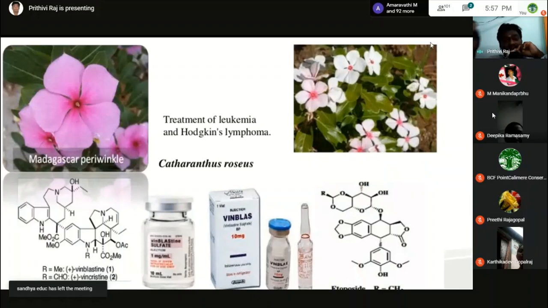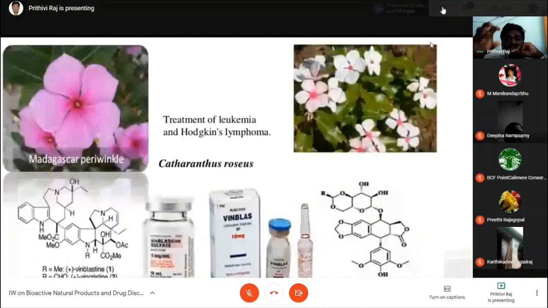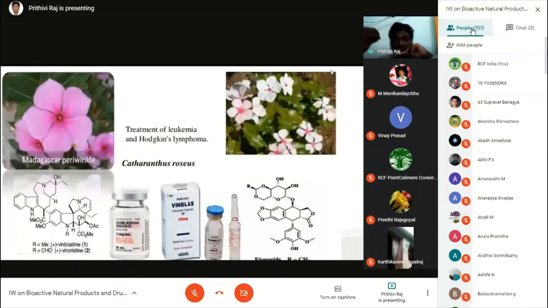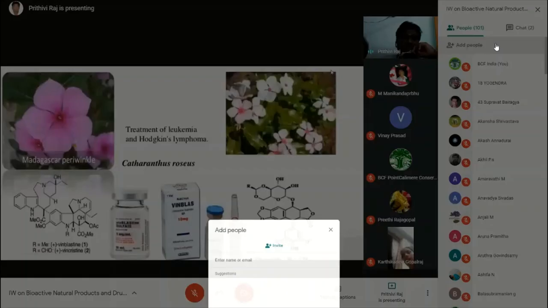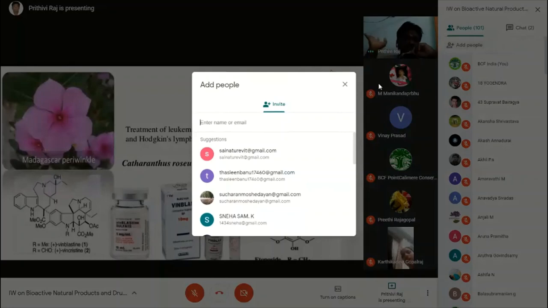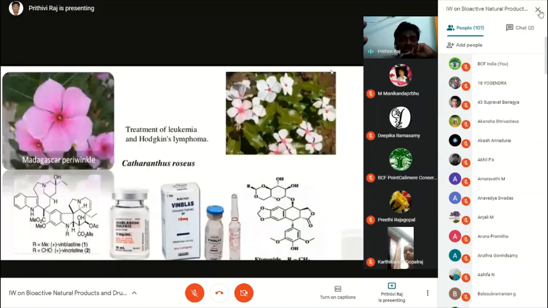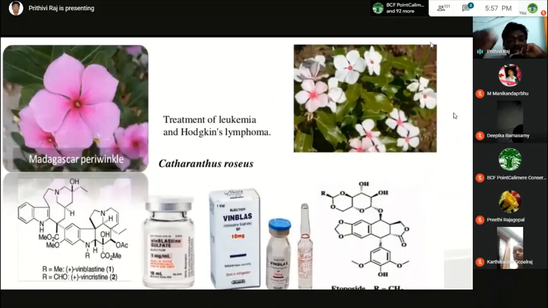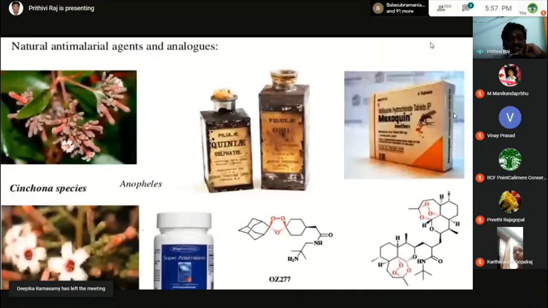So our seminar, our conference, is on natural products and drug discovery prospects: how drugs are obtained from natural products. I can give a few examples. A known example is Nitya Kalyani, called the periwinkle flower. It has yellow, rose, and white colors. If you see this flower, you can say it gives an anti-cancer drug, the vinblastine injection.